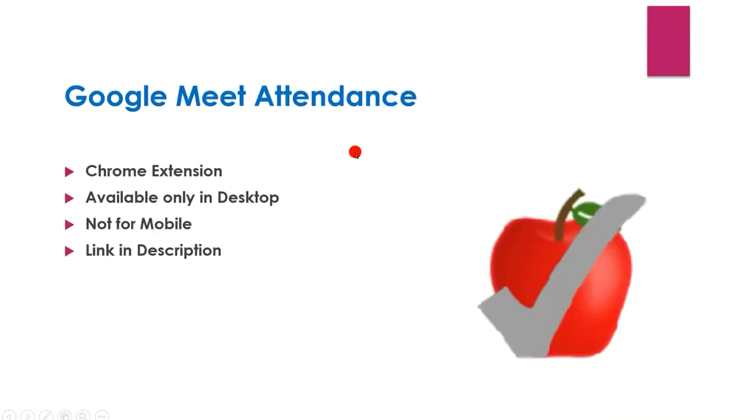Then Google Meet Attendance is a simple extension which is added in Google Meet. Through this Chrome extension, you can take attendance for all the participants who entered the meeting, at what time, and you can make a note of attendance. It is only available in the desktop version, and not on mobile. You can get the link of Google Meet Attendance in the description.